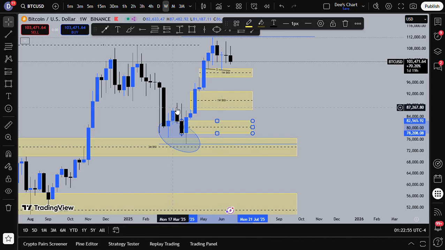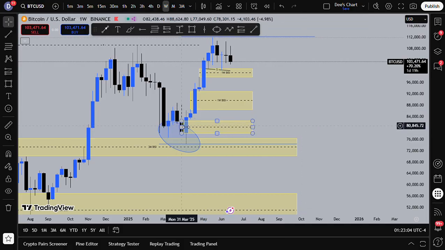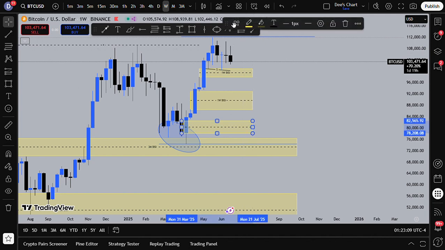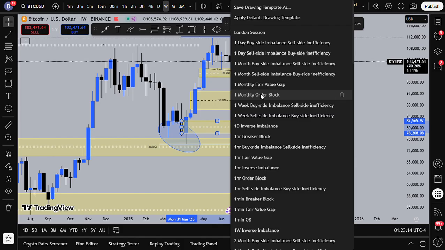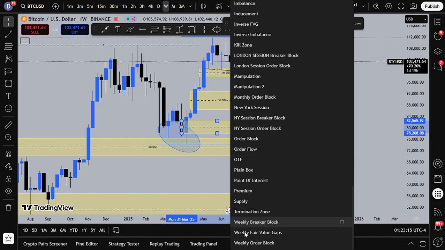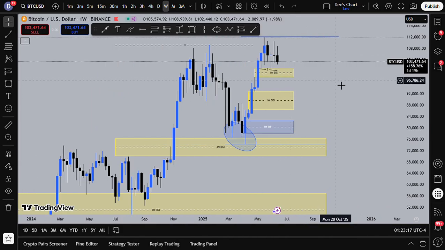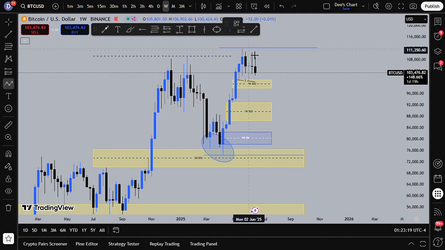But as you can see, the wick is bigger than the body of the candle. So I'm using the body of the candle because that's where price closed. So this is my 1 weekly order block. So the next thing that you are going to look for when it comes to marking out these high time frame POIs is that you are going to see a retracement on a lower time frame like this.